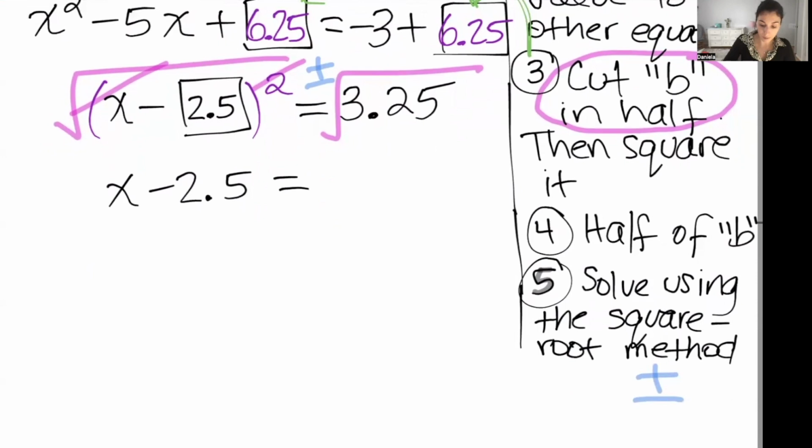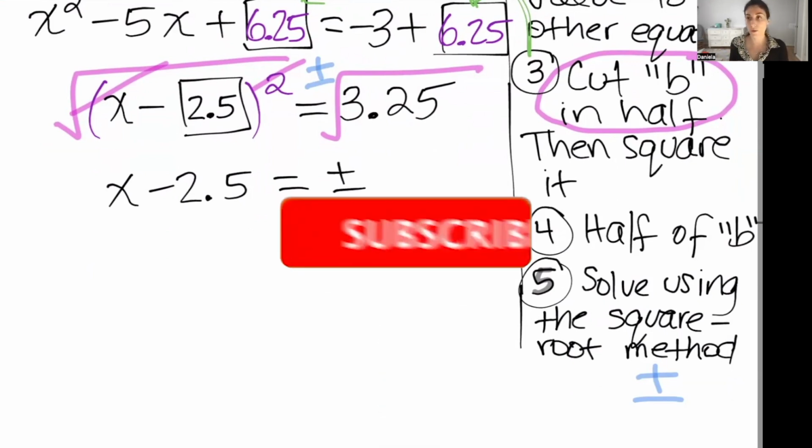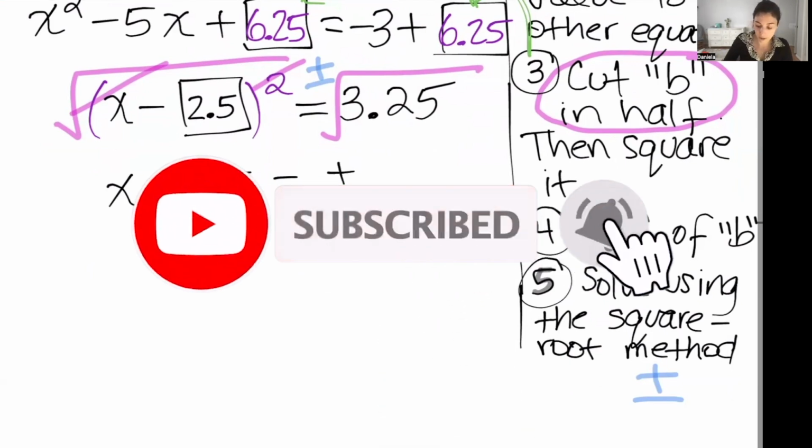So now, remember the direction says you can round to the nearest 10th. So I'm going to drop down that plus or minus sign. We'll talk about what that means. And you're just going to take the square root of 3.25 on your calculator, round it to the nearest 10th. That's going to be about 1.8.